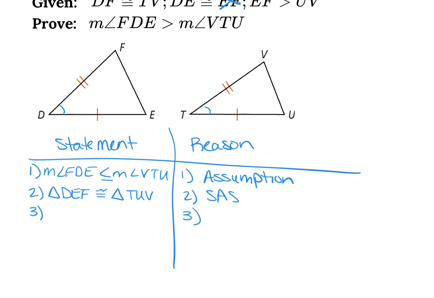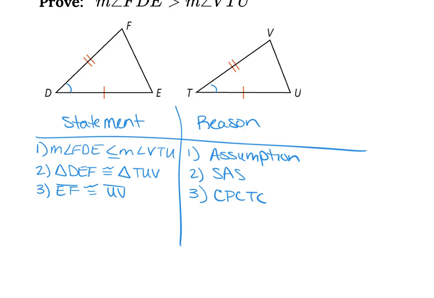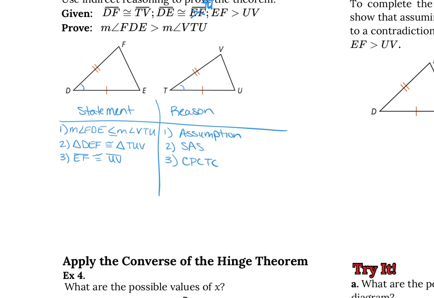And then if we know that the triangles are congruent, then we would be able to say that EF is congruent to UV through corresponding parts of congruent triangles are congruent. Okay, and based on that, if we're able to prove that EF is congruent to UV, then EF could not be larger than UV.